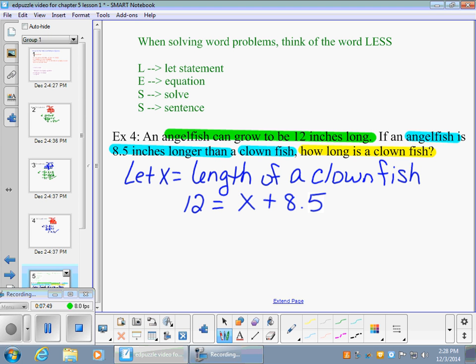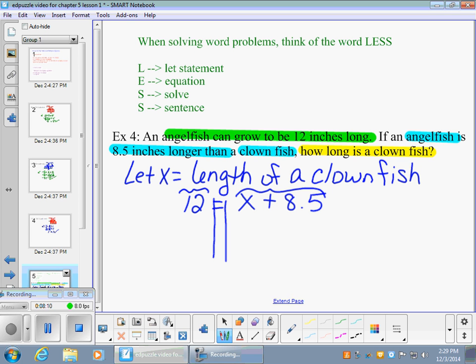Look to see if there are any parentheses, which there aren't. Look on the left side of the equation. Can you combine anything? No. Look on the right side of the equation. Can you combine anything? No. So now we're going to look on the side the variable is on. So we're going to look on the right side of the equation.